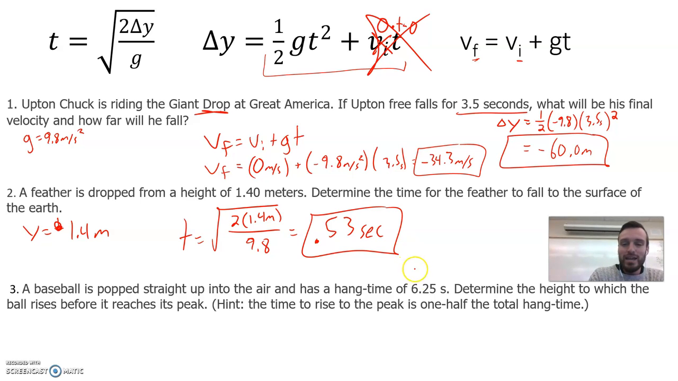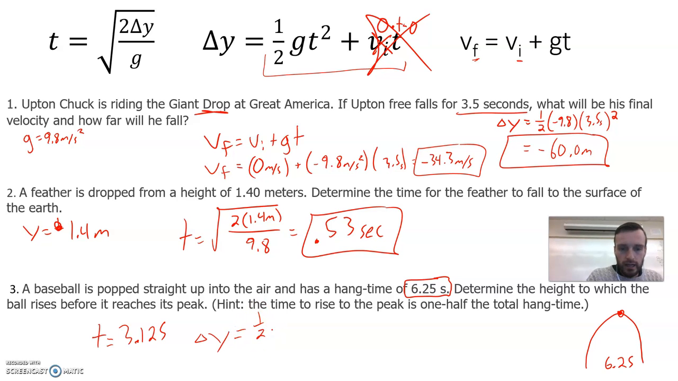Okay, so if the hang time is 6.25 seconds, we've discussed this in a previous unit, the time it takes to go up is equal to the time it takes to come back down. So if the whole trip, all the way up and all the way down, was 6.25, the time it takes to get to the top is exactly half of that. So the time we're looking at here to get to the top is 3.125.